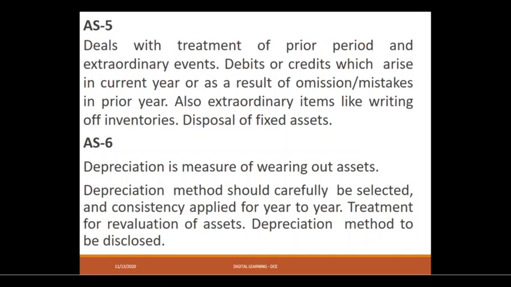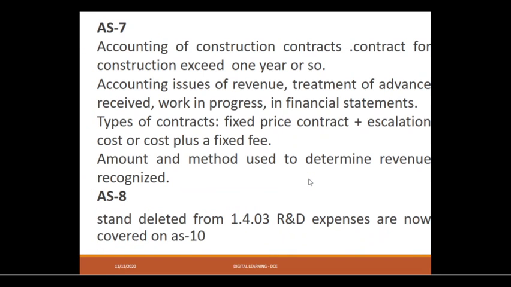It covers prior period and extraordinary items and changes in accounting policies. Accounting Standard 6 deals with depreciation accounting. Accounting Standard 7 deals with accounting for construction contracts.